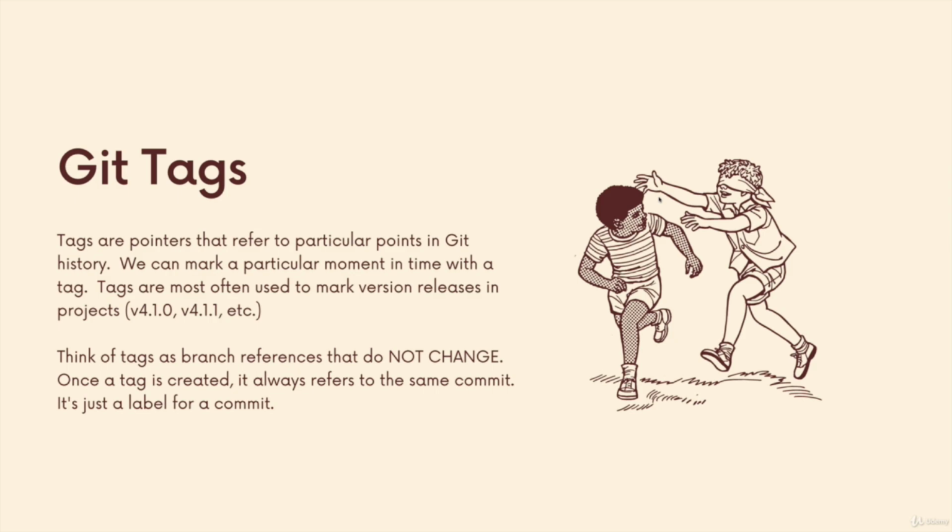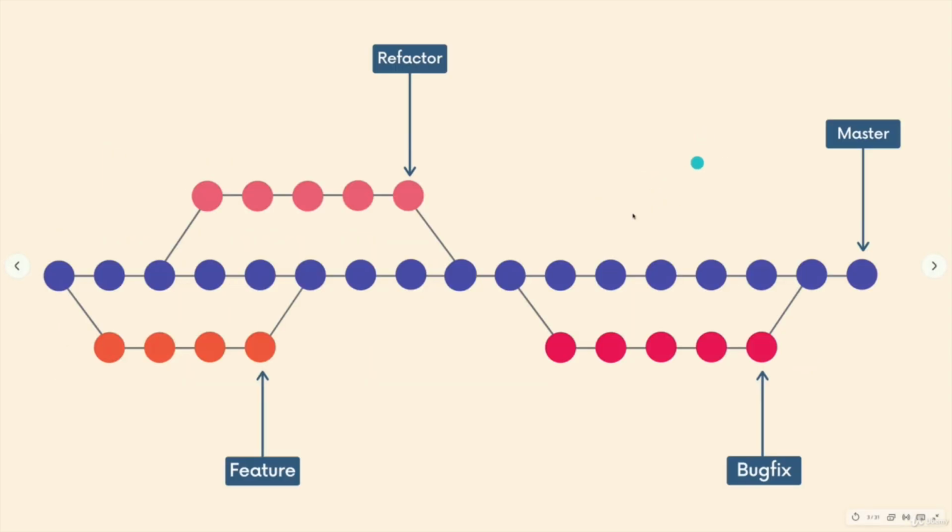So again, think of tags as like a label pointing to a particular moment in time, kind of like branch references, except that a branch reference, like these here, right, these change. If we add a new commit to the master branch, this reference moves. It points to the tip of the master branch, the next commit. But a tag will actually stay referring to the same commit that we set it up on.